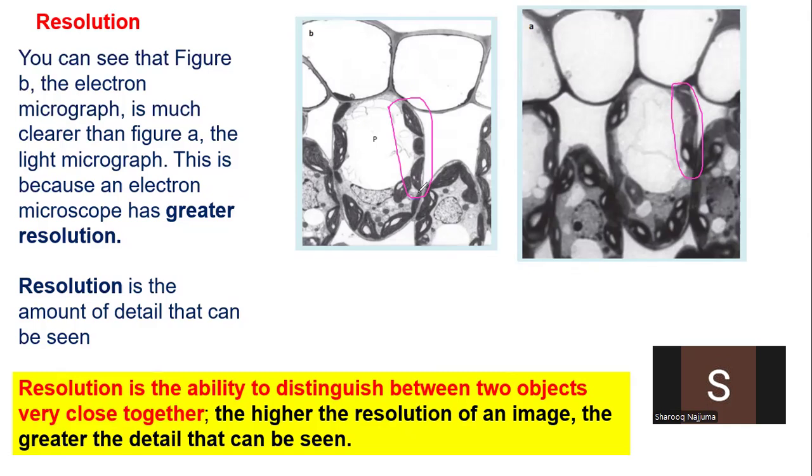The higher the resolution of a microscope, the greater the detail that can be seen. So if an image was made with a very high resolution, then the detail that you're going to be able to see is also going to be much more. Like from this diagram, we have much more detail, which means higher resolution. Here, the resolution is lower.